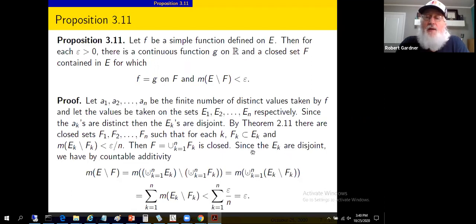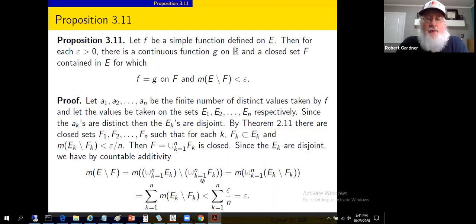All right. The E sub k's are disjoint. We made sure of that. By countable additivity, we have the measure of E set minus F. The punchline is that it's less than epsilon, as it should be. But set E is defined to be the union of the E sub k's, we partitioned set E into the union of those E sub k's. The F sub k's are subsets of those. So when we take E set minus F, that's taking the union of the E sub k's set minus the union of the F sub k's, and that's how set F was defined.